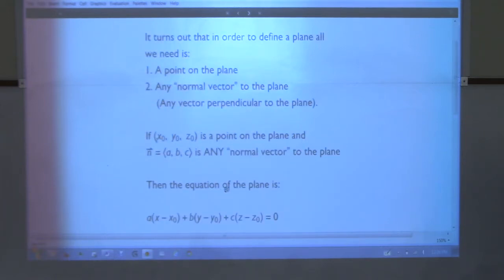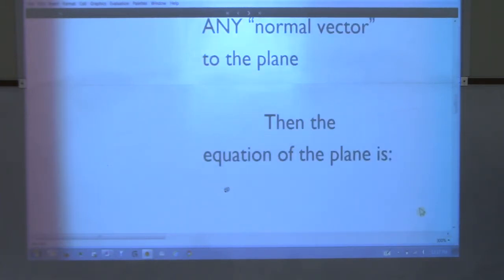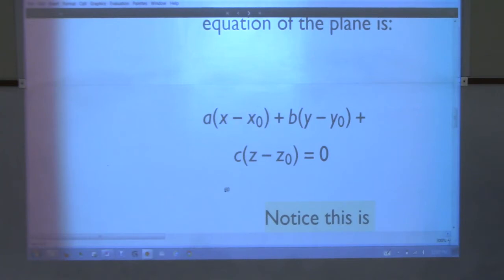In that case, x naught, y naught, z naught, that is the point. And then the normal vector, which we use the n there, is called the vector ABC. That is almost like the direction vector of the line. That's the normal vector of the plane. When you have those 2 pieces of information, we have this very, very important formula.